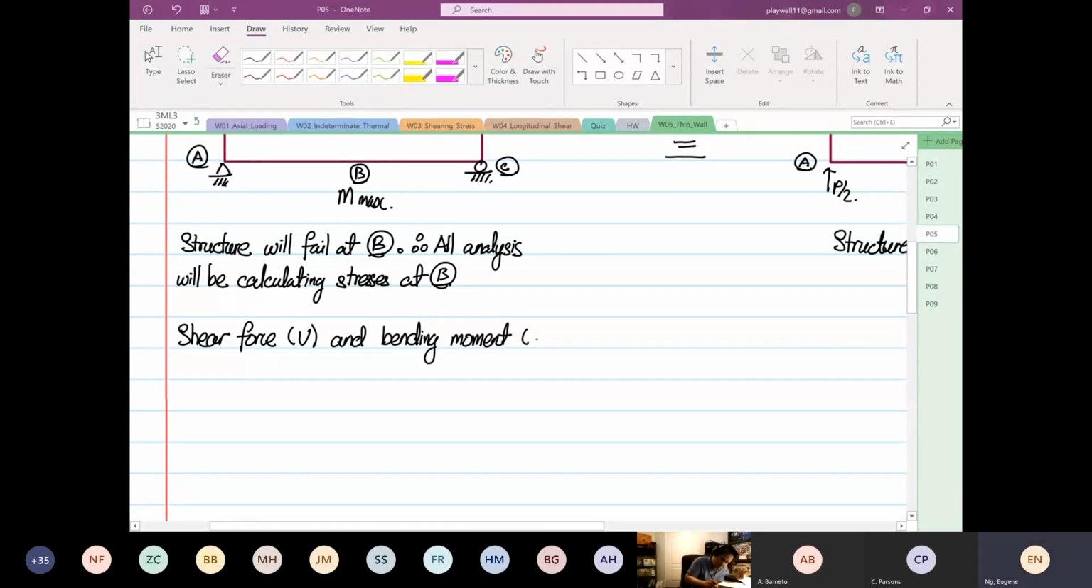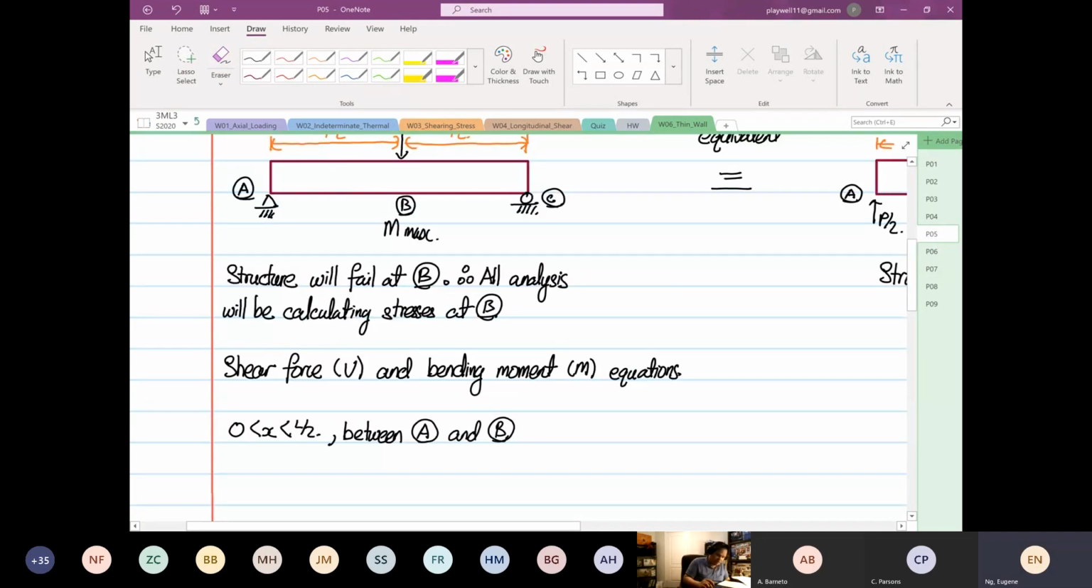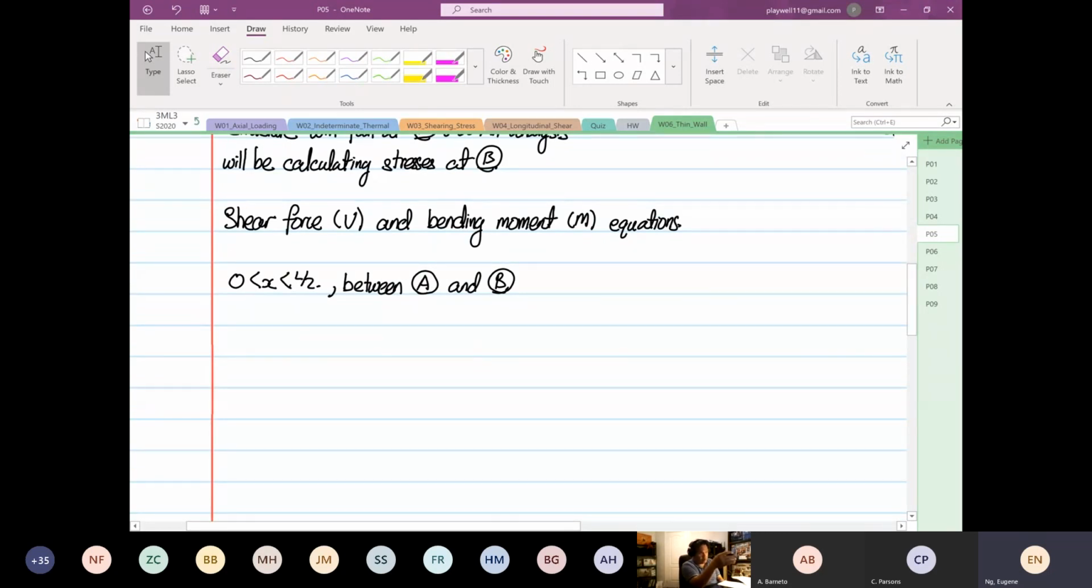Okay, M equations. Let's mathematically do this now. So we know that at point A, we're going to have limits, 0 to x to L over 2. So this is between point A and point B, right? So the limits is 0 to x to L over 2.